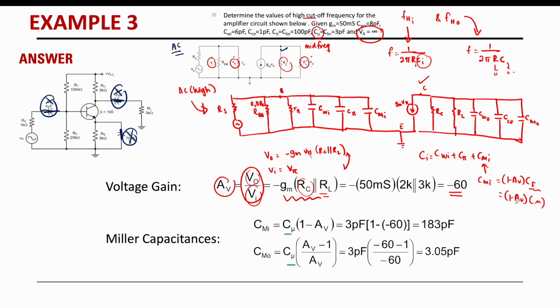C mu, okay? For AV, we can use the value of negative 60, and this is the value from C mu. So you will get CMI is 183. Next, if you want to find the value for the higher frequency at the output, we need CMO, because our CO is equal to CWO plus CCE plus CMO, right? And this CMO is equal to CF times AV minus 1 over AV.